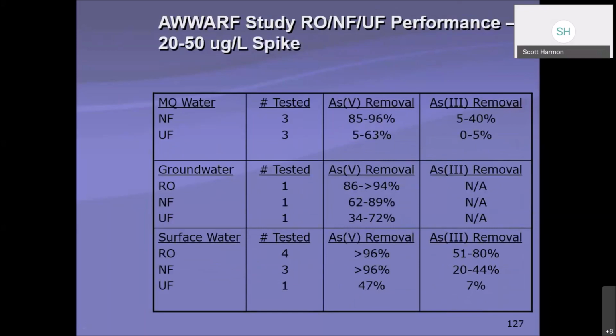So here's a study of RO, nanofiltration, ultrafiltration performances. I'm not going to go into details, but you can see the test results for removal rates for arsenic 5 and arsenic 3. And you can see at the top, the groundwater versus surface water tests as well. See the removal rates and how effective the removal rate is. And you can see the smaller the pore size, obviously the more of all the substances are going to be removed.